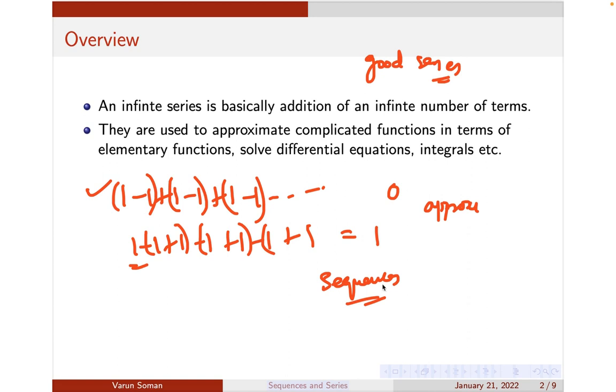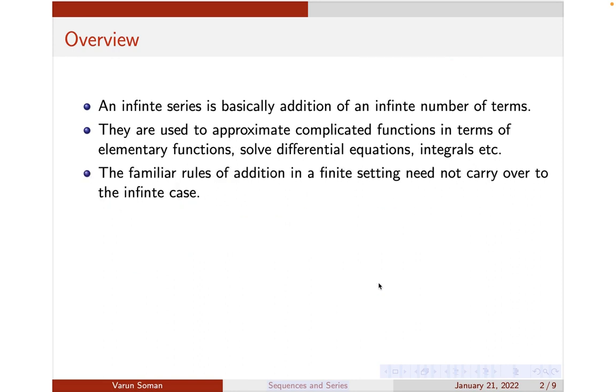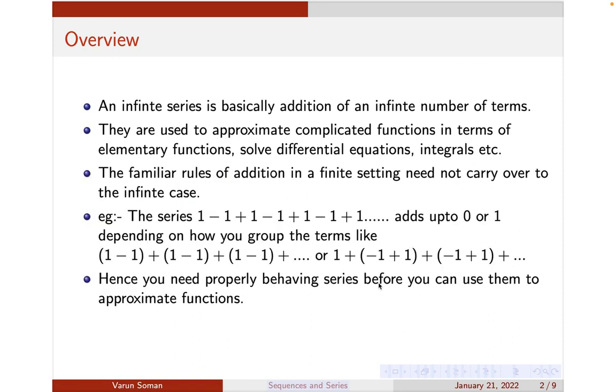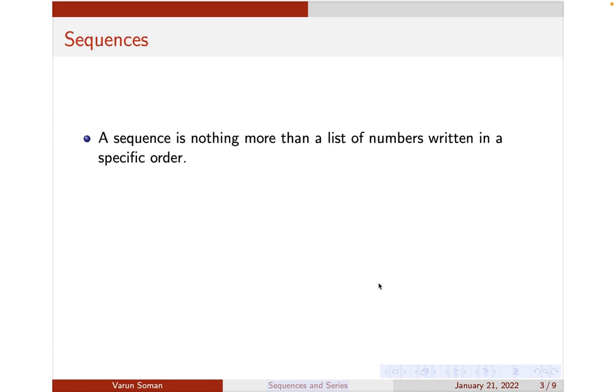And what is a sequence? A sequence is nothing but an ordered set of numbers, or an ordered set of functions, whatever it may be. So basically a sequence is an ordered set of something. That is the only difference; it is basically an ordered set. So let us start with sequences here. A sequence is nothing but a list of numbers written in a specific order.